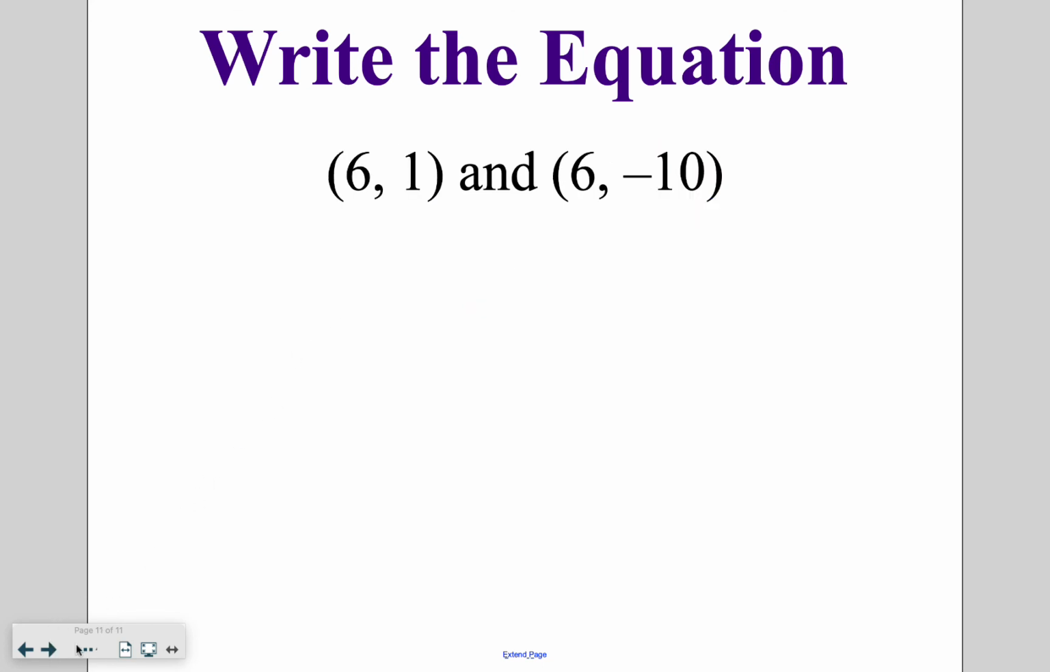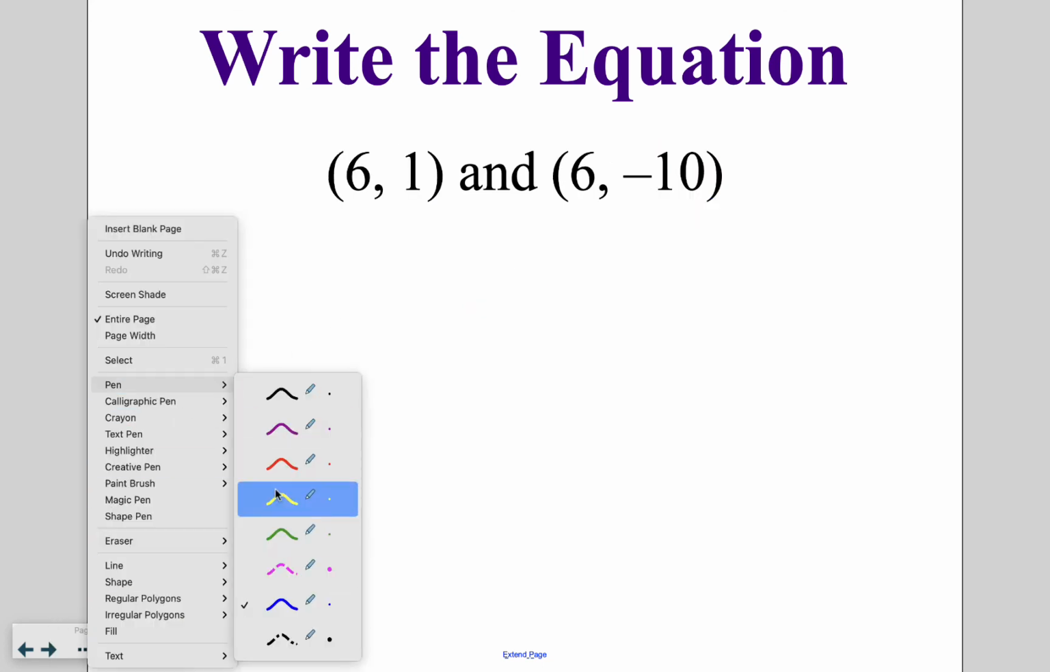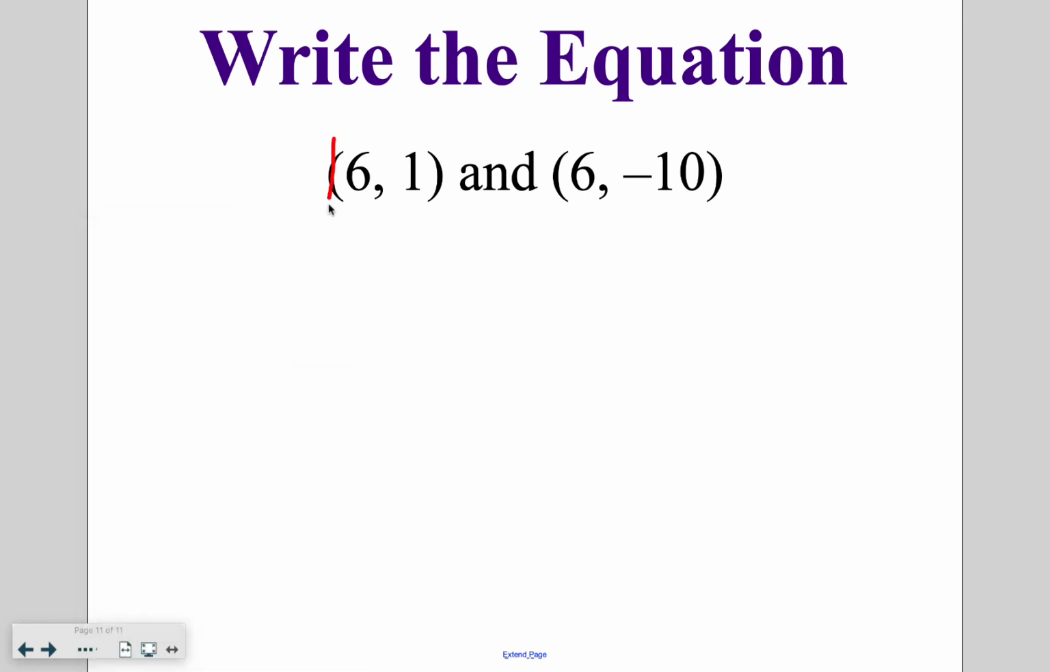Final example, the other special case here. This is what happens when our x values match. So both of them are 6. We would end up with an answer of x is equal to 6. So we only have the x values matching.